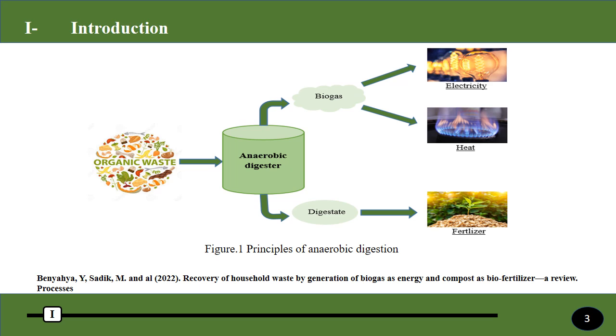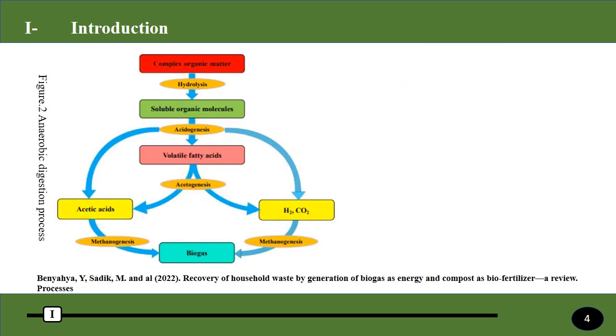Anaerobic digestion is a process in which microorganisms degrade organic matter without utilizing oxygen and produce biogas, which could be upgraded as electricity or heat. And the residue digested could be applied in agricultural applications as biofertilizer. So, what are the phases of the process of the anaerobic digestion?